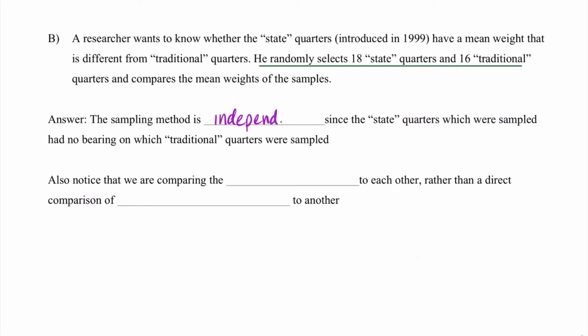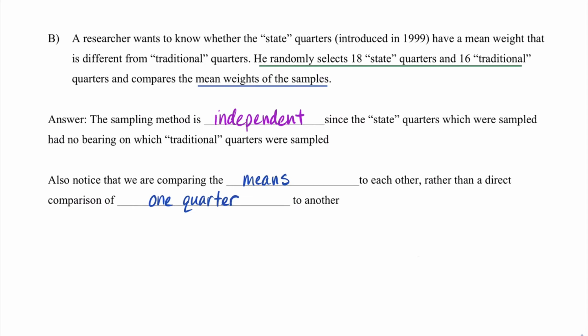That is, the sampling method is independent since the state quarters that were sampled had no bearing on which traditional quarters were sampled. Also take note that we're comparing the means to each other rather than a direct comparison of one quarter to another, meaning we're comparing a group to a group as opposed to the previous example where we were comparing one hotel to a matched hotel based on location. And that's the key aspect when trying to determine matched pairs data, which is dependent or independent sampling like we see in this example.